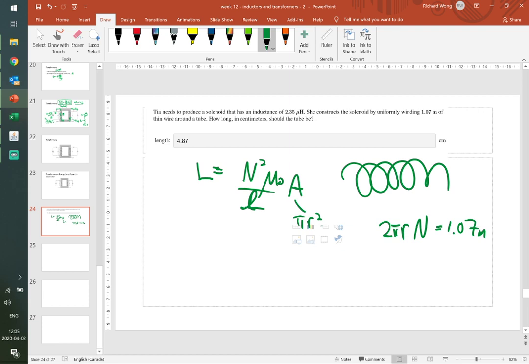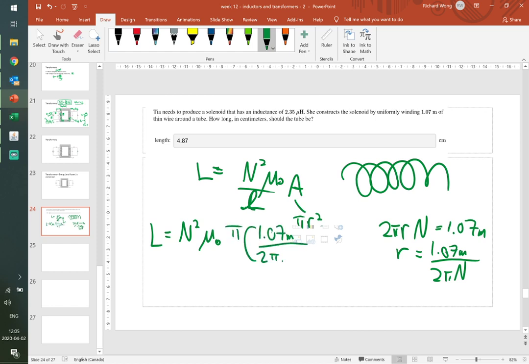So then we can solve for r in that sense. And then we stick r squared back in, and thankfully the N squared cancels out. So then we're only left with one single variable, which we can solve for L.